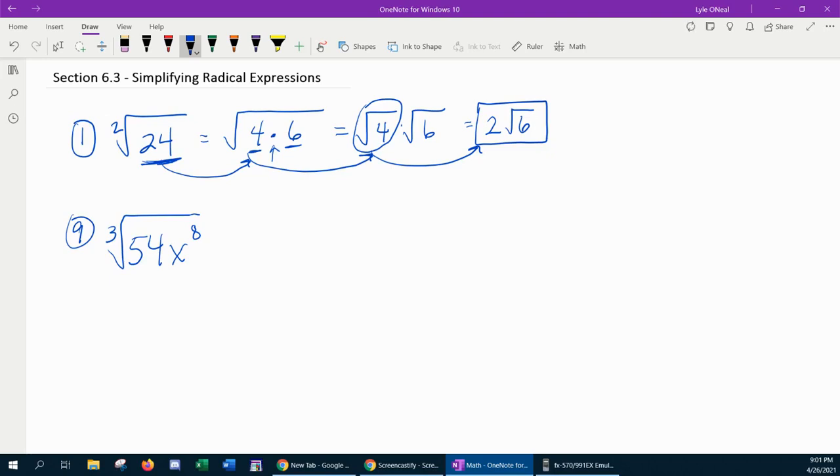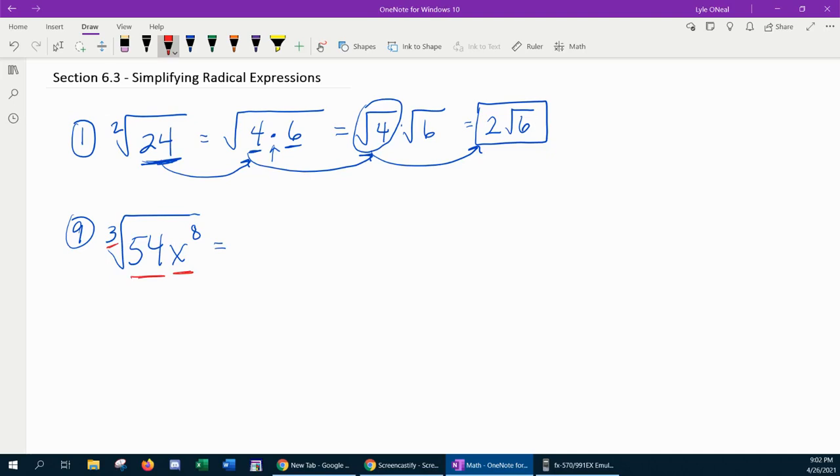Next example, number 9, we're going to look at the cube root of 54x to the 8th. Notice my index this time is a 3, and so we're looking for factors of 54, one of which is a perfect cube. And then for the x, there's a long way and a shortcut to simplify that. And so I think what I'll do is I'll show you the long way and then the shortcut. So you get both scenarios there.